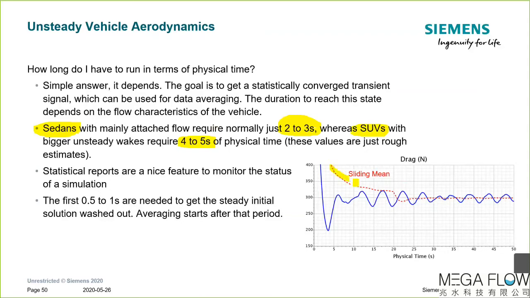In order to monitor that, you can create a statistical report in Simcenter Star-CCM+ with a sliding mean, actually a nice feature. And again, when you have a steady initial solution, it takes some time to wash it out. So I would say normally the first maybe 0.5 or the first second is really needed in order to get, let's say, the steadiness out of the simulation, and then you can start the averaging.